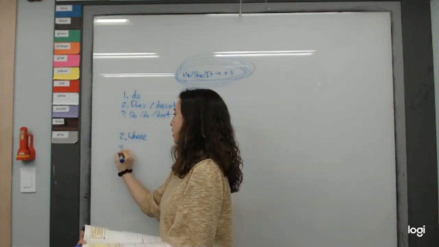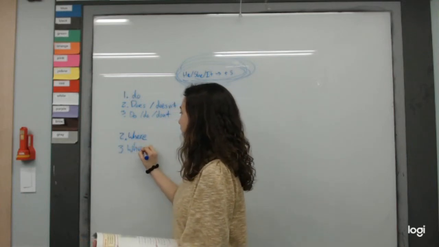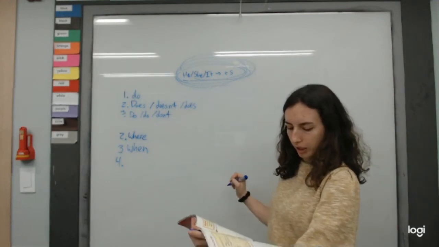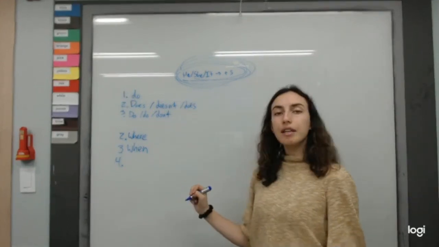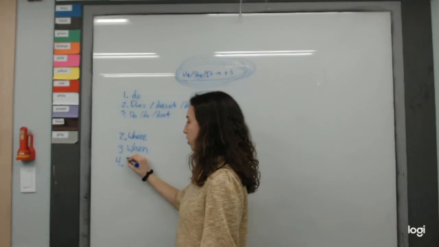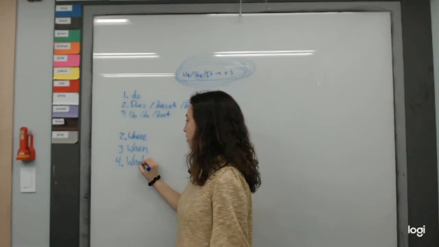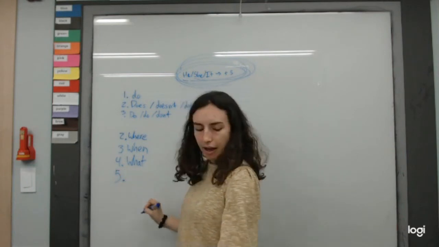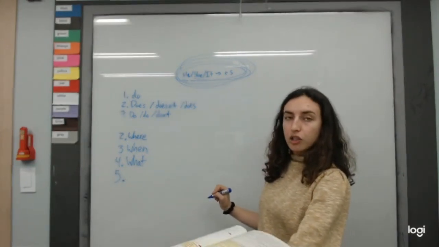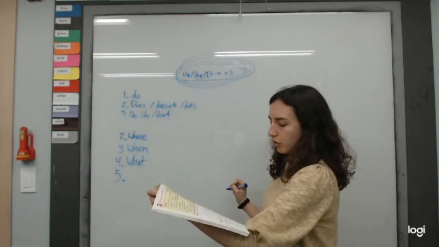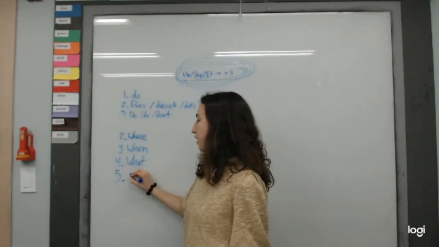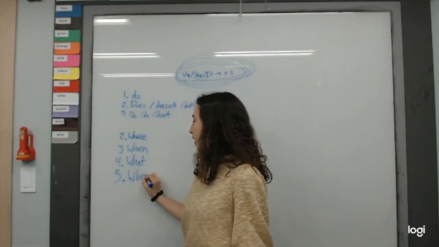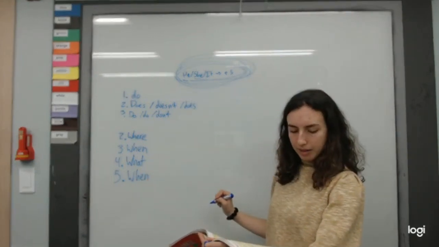Let's think a little bit. When. Okay, number four. What do you like to drink? I like milk. Milk is a thing, so to start, we will say what. What do you like to drink? Four things. Number five. Do you like to eat pizza? I like to eat it on Saturday. Saturday is a time, so we say, when do you like to eat pizza?